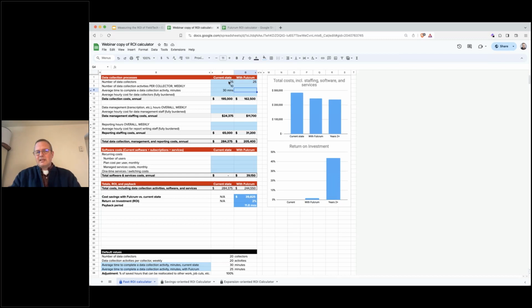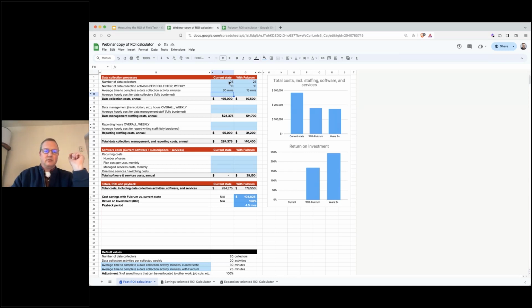Let's say with Fulcrum, like I said, I've seen plenty of cases in our customer base where we're able to cut the time in about half, so I'm going to say it's about half, and I'm going to leave it as 10 data collection activities per collector per week. I've got a number in here for the average hourly cost. I'm going to let you fill that in. This is a default, and if you plug in your own number, then you'll get something that fits more likely with you.